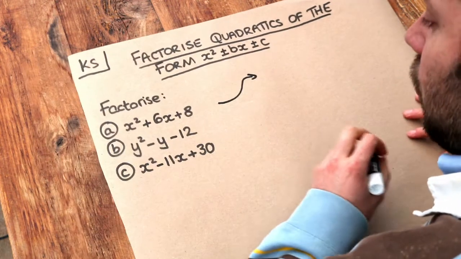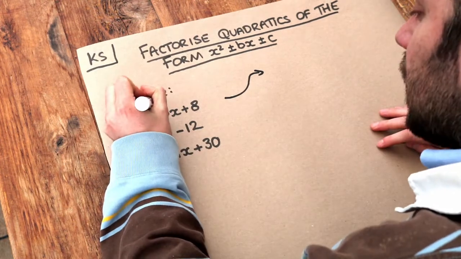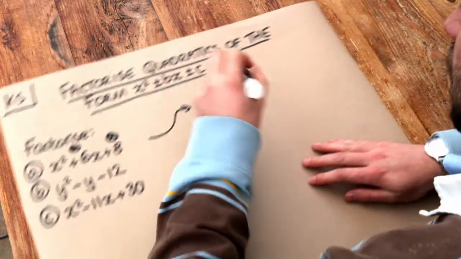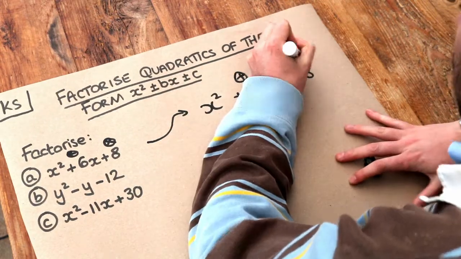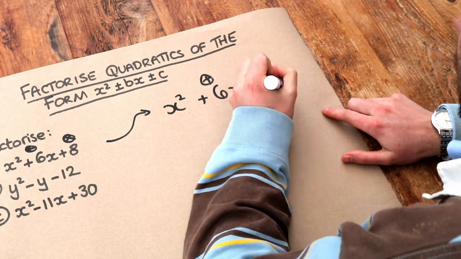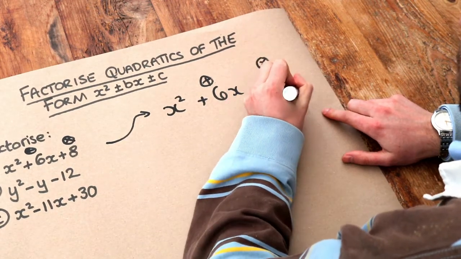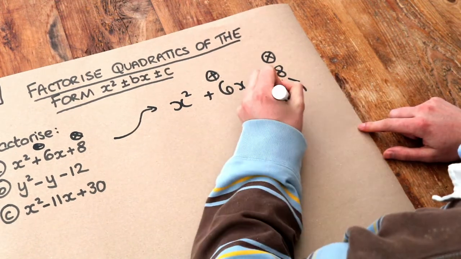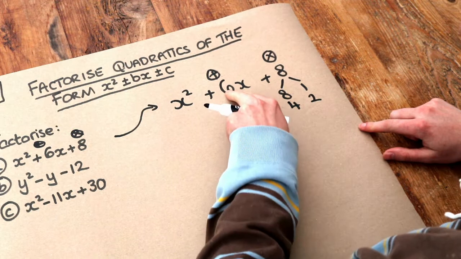We need to find two numbers which add to give the number in front of the x and multiply to give this last number here. If I write that bigger. Now remember, we could just think of the various numbers that multiply to give 8, the factor pairs if you like. So we could have 8 times 1, but do they add to give 6? No, 8 plus 1 is not 6. Or it could be 4 and 2. Well, yes, they do add to give 6.